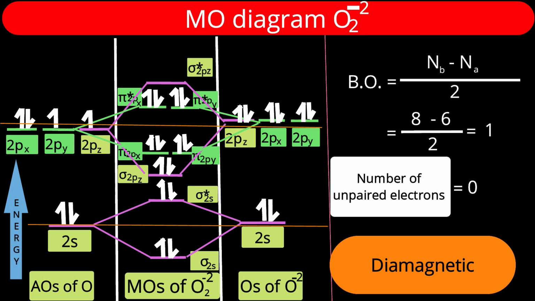For oxygen, 2 bonds were there. Now the bond order is 1. Bond order decreases by 1 because 2 electrons are added in antibonding orbitals. How many unpaired electrons are there? 0. And because of no unpaired electron, it is diamagnetic in nature.